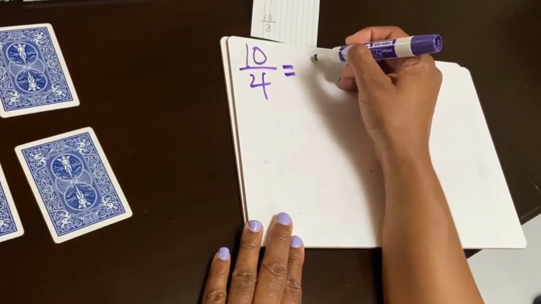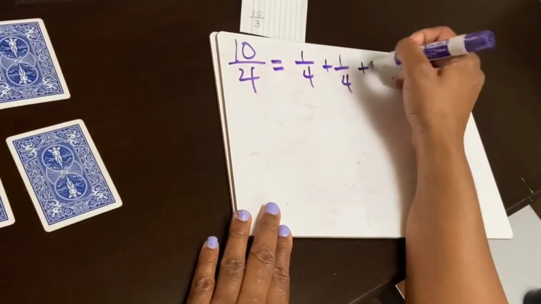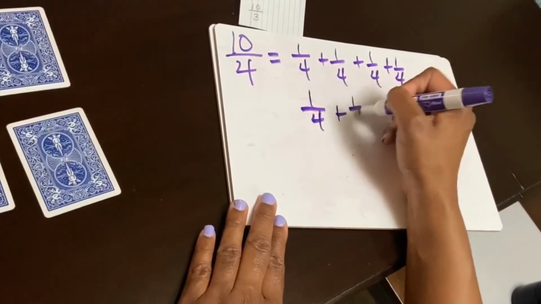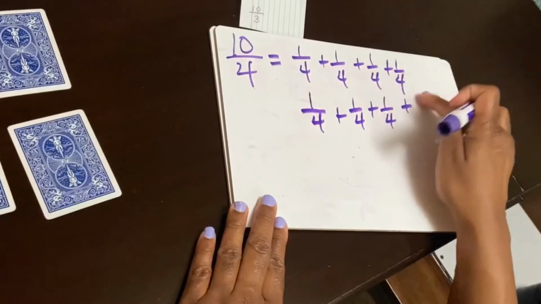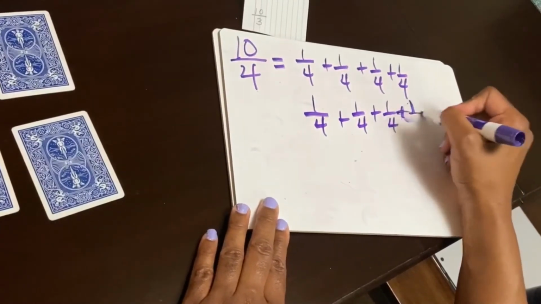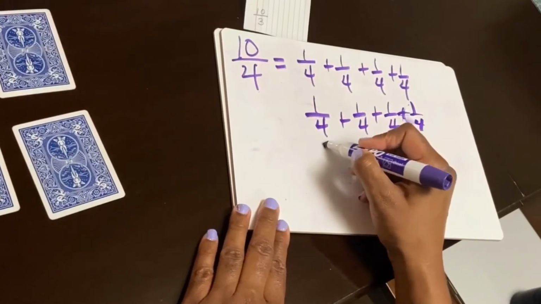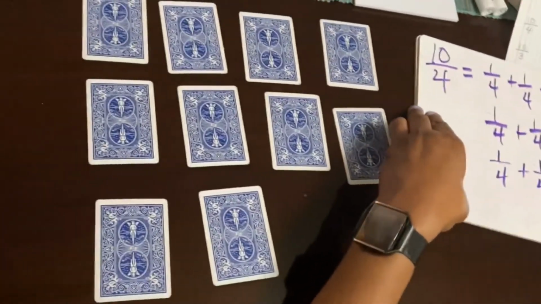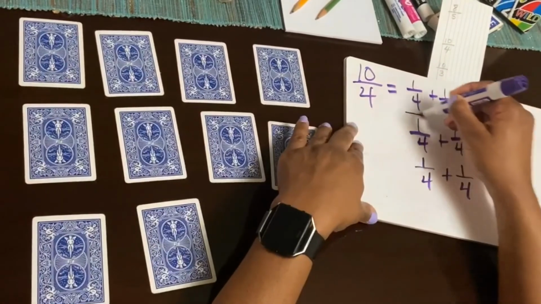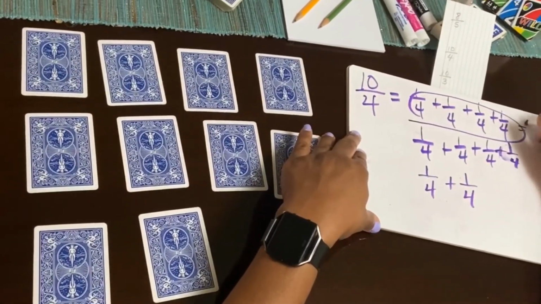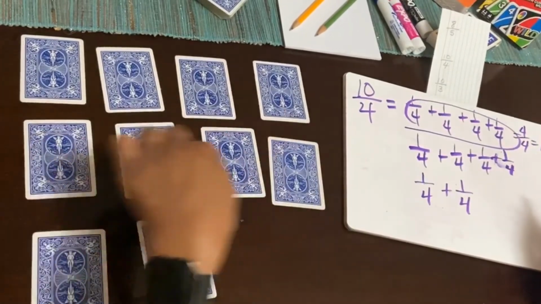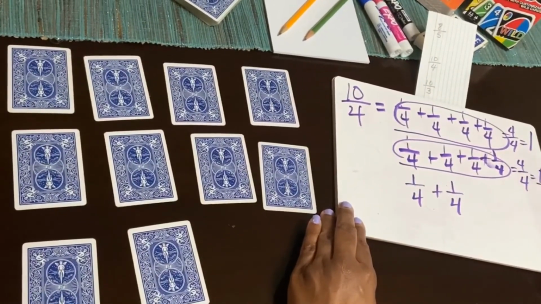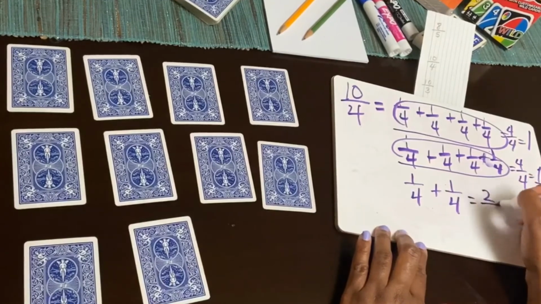So the first row we have is 1/4 plus 1/4 plus 1/4 plus 1/4. Then we have the second row, which is 1/4 plus 1/4 plus 1/4 plus 1/4. And then the third row says 1/4 plus 1/4. So going back and forth, we're going to put these together and make sure it looks right. This first row, because I have 4/4, equals 1. Then the second row is also 4/4, which equals 1. And then the last row, I have 2/4.